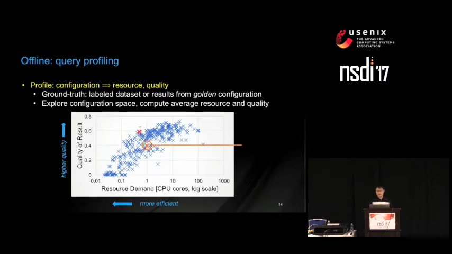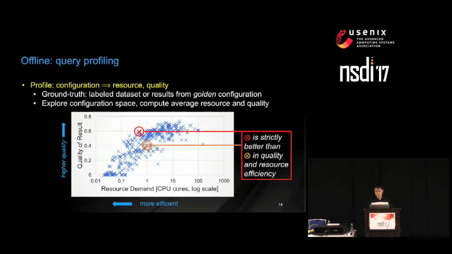Specifically, let's look at the orange cross here on the plot. This configuration is not optimal because it can be further improved in both resource efficiency and quality. And in fact, the red cross here is a strictly better configuration in both resource efficiency and quality, which makes the orange configuration not useful in practice.